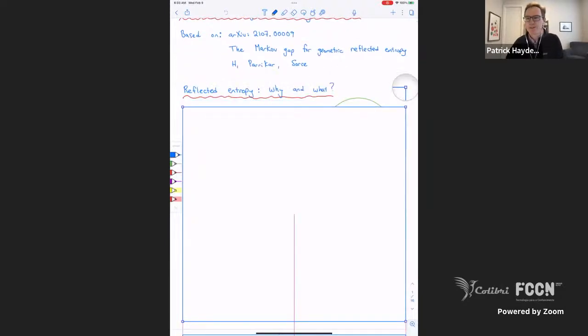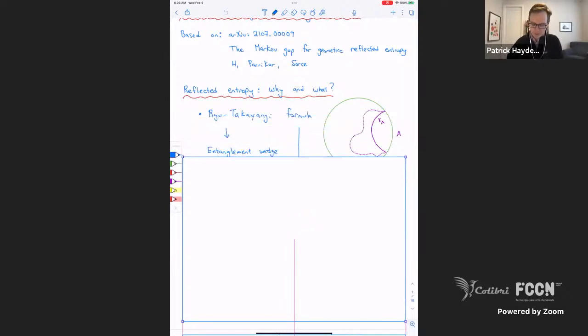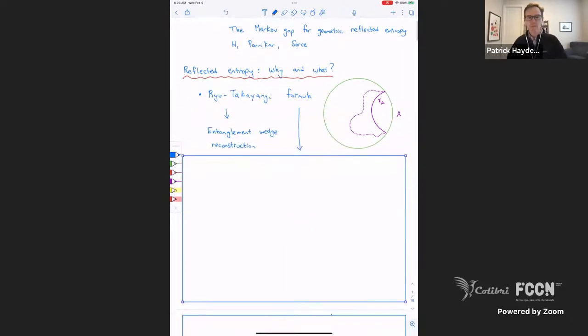So reflected entropy, why would we want to think about it? What is it? So let's just think about the why first. Probably almost 20 years ago now, Ryu and Takayanagi proposed a formula for calculating the entropy of a subregion of a quantum field theory with a holographic dual in the context of the AdS/CFT correspondence. You've probably seen this formula before. I'll review it in a little bit, but this was a way of evaluating the entanglement entropy, the von Neumann entropy for a mixed state in one of these theories by relating it to a purely geometric quantity.